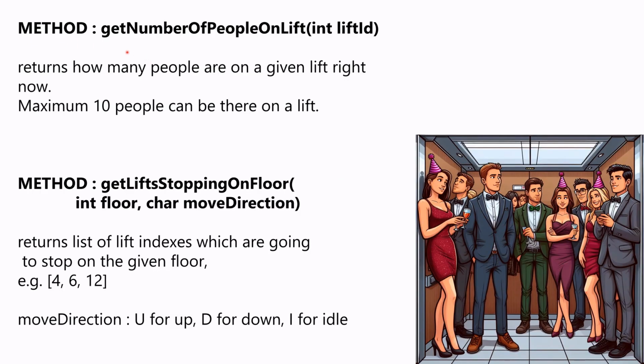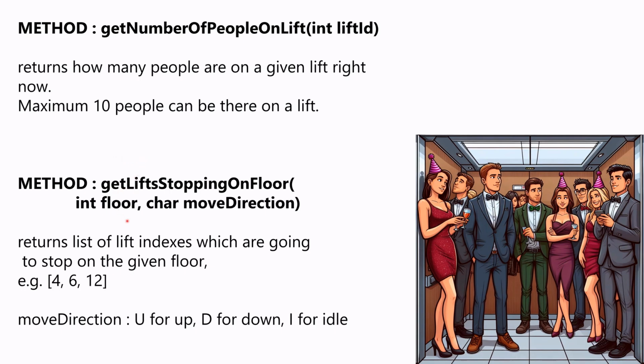The next method that we need to implement is getNumberOfPeopleOnLift. This method returns how many people are on the given lift right now. The lift ID will be between 0 and lifts minus 1. And not to forget, a maximum of 10 people can be on a lift at any given time.